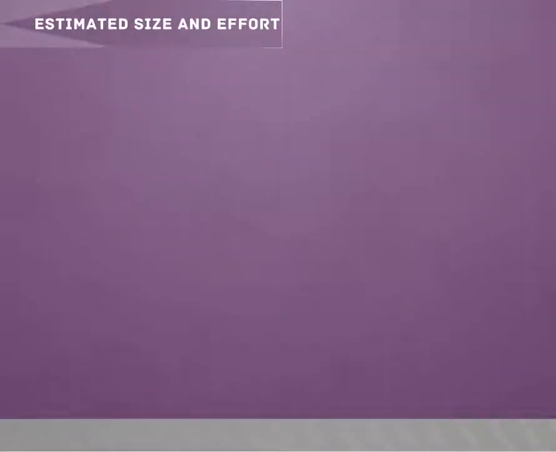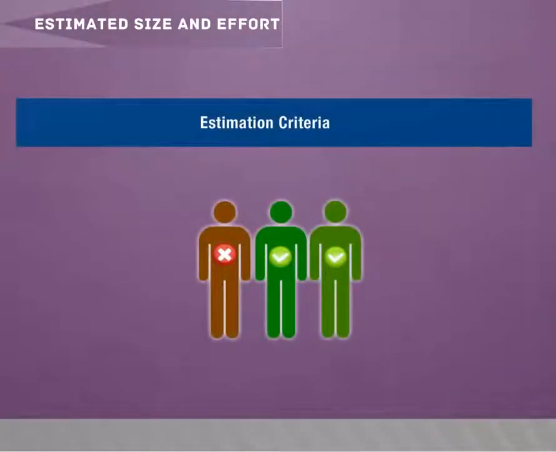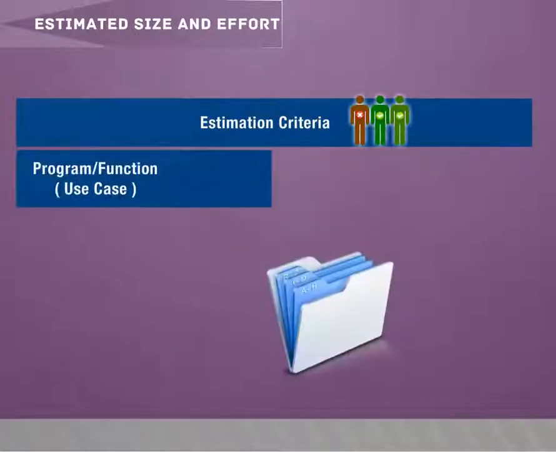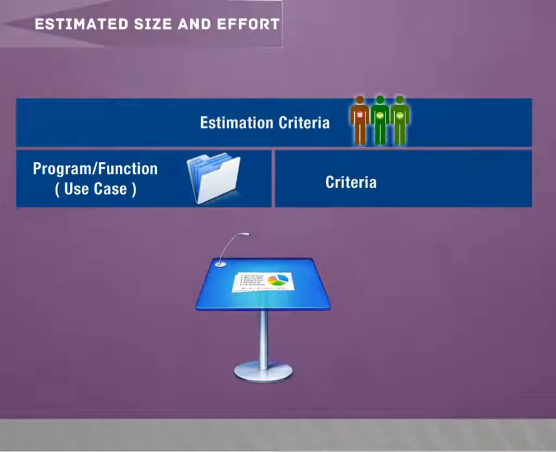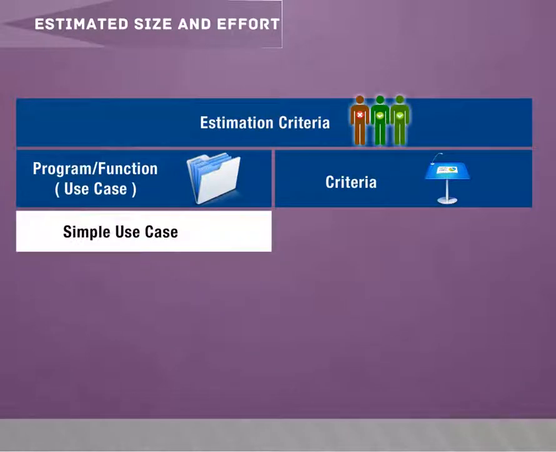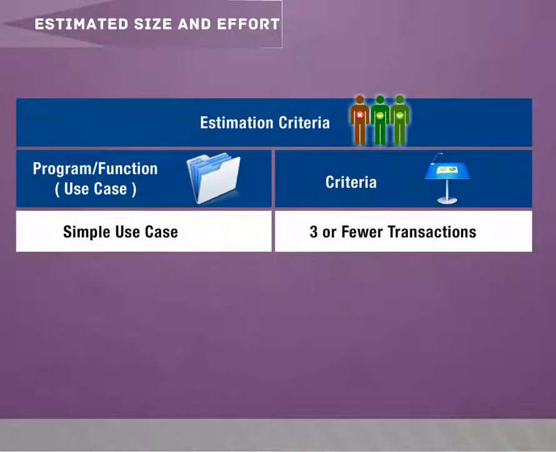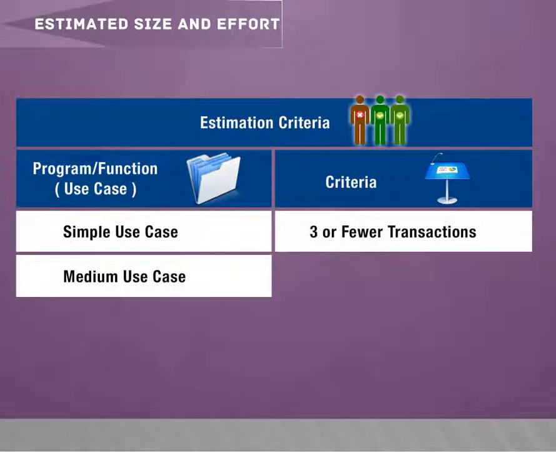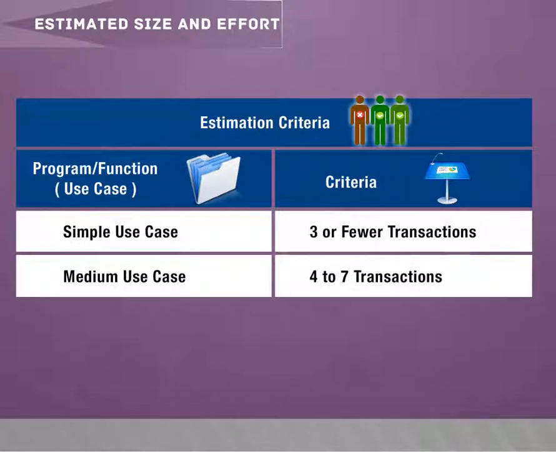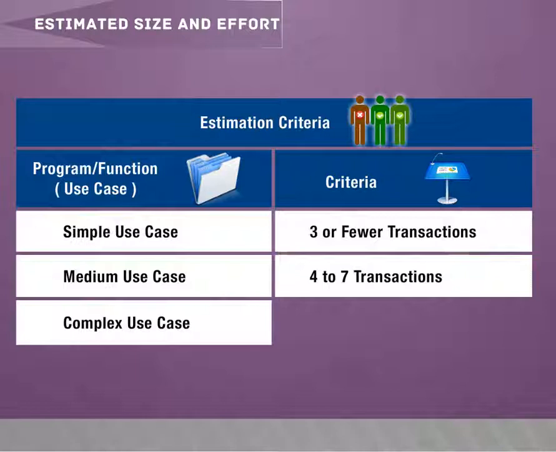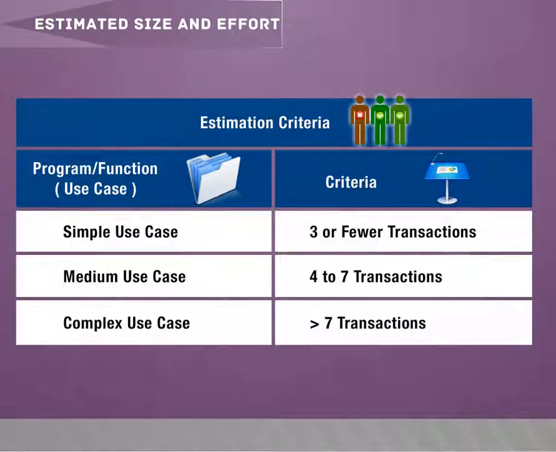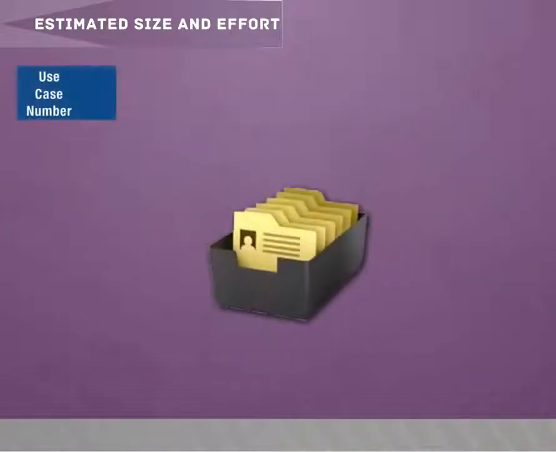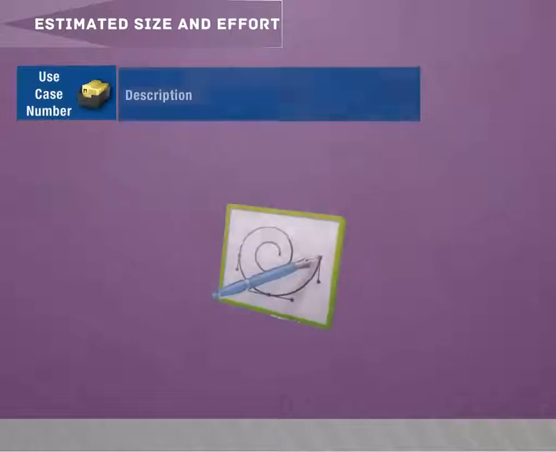Estimated size and effort. Estimation criteria. Program or function use case. Criteria. Simple use case, 3 or fewer transactions. Medium use case, 4 to 7 transactions. Complex use case, greater than 7 transactions. Use case number. Description.